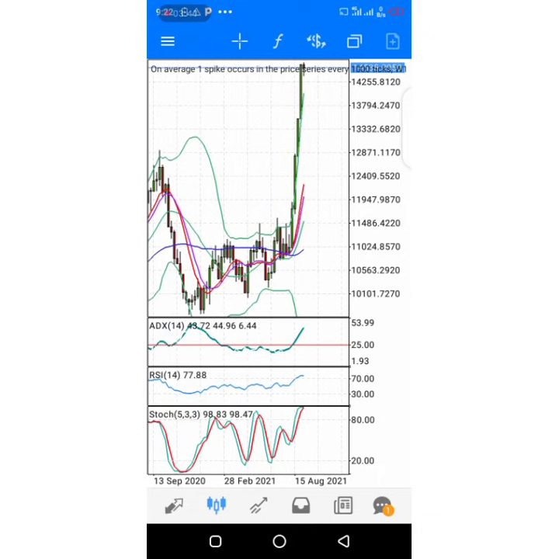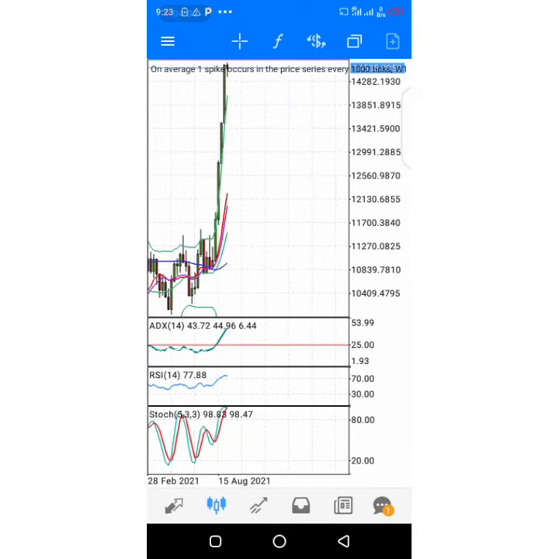On Monday, it resets again. For example, look at this one that started. This W1 started on the 5th. So it gives you a clearer view of what's going to happen in the market.